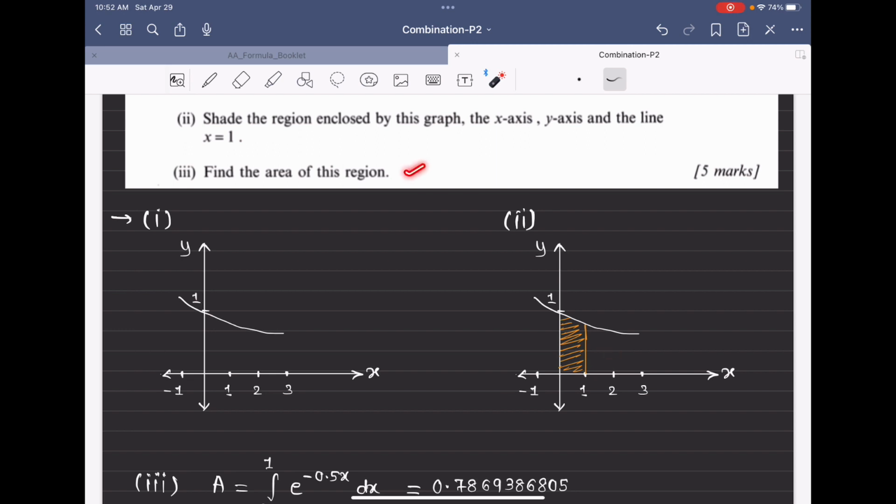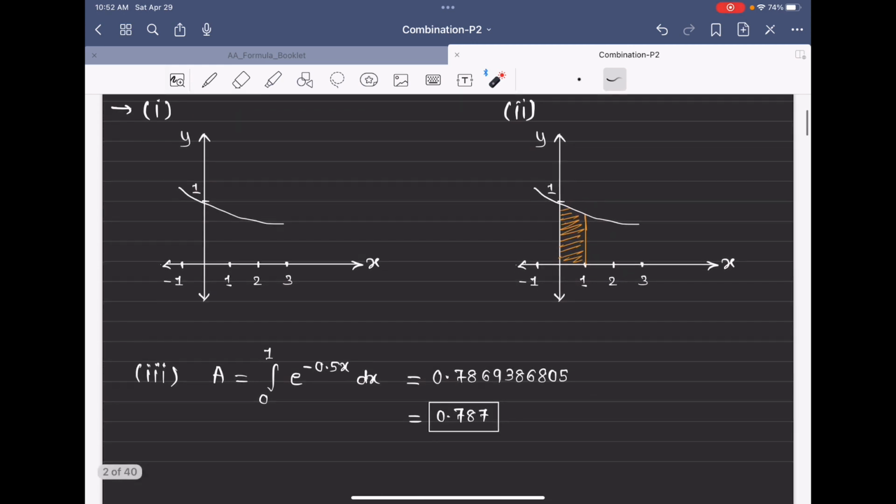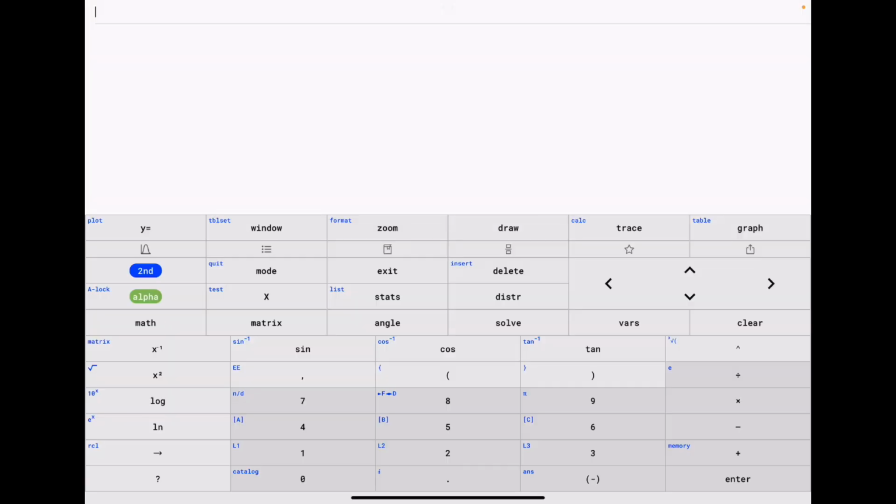Find the area of this region. These are facilities already available on your calculator. If you do integration in a graphical mode, you will directly get it. Otherwise, go in the math option. You can see there is an integration option, that is the 9th one.